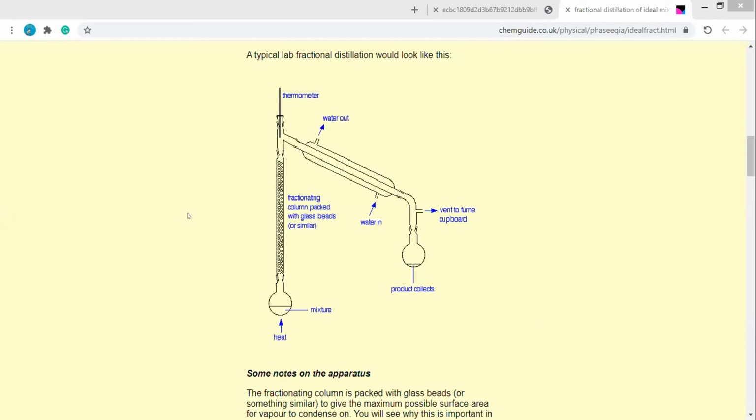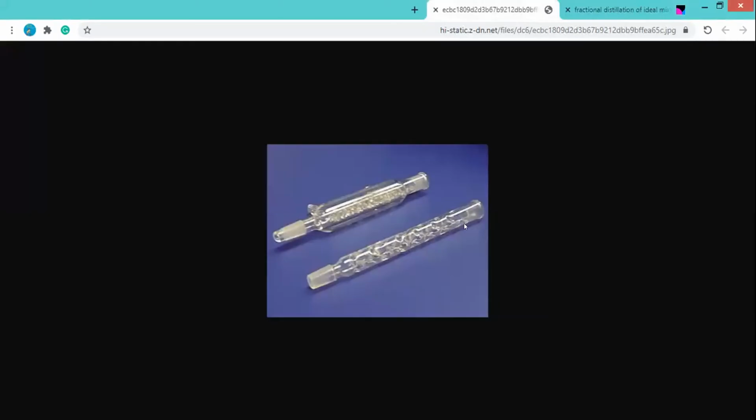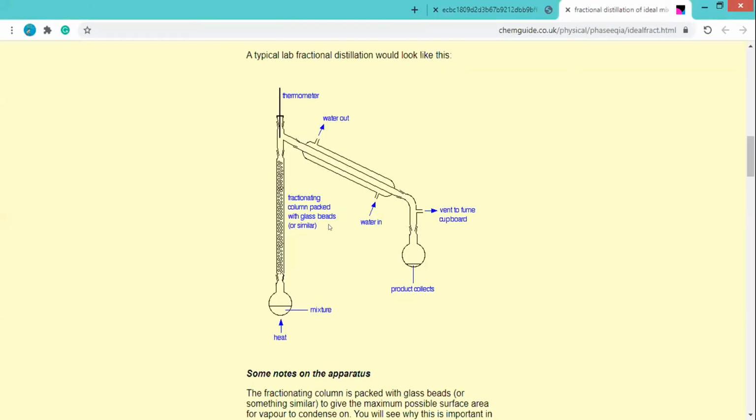Okay. So this is a diagram of the fractionating apparatus, and I'll show you the real one. So this is how it looks in real. You can see the glass beads. Oh, this is the real fractionating column? Yeah. And this is how it's set up. Yeah, the fractionating column is packed with glass beads.